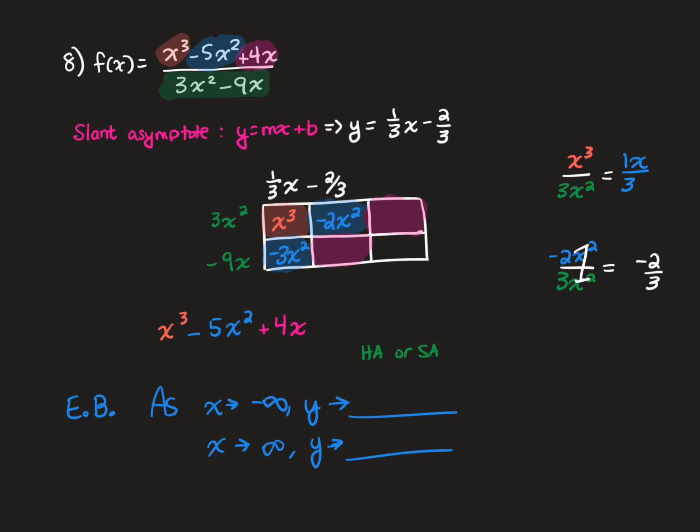So the end behavior is just going to be what I just found for my slant asymptote, which is 1/3 x minus 2/3. And that's it. All right, the next video will address holes.